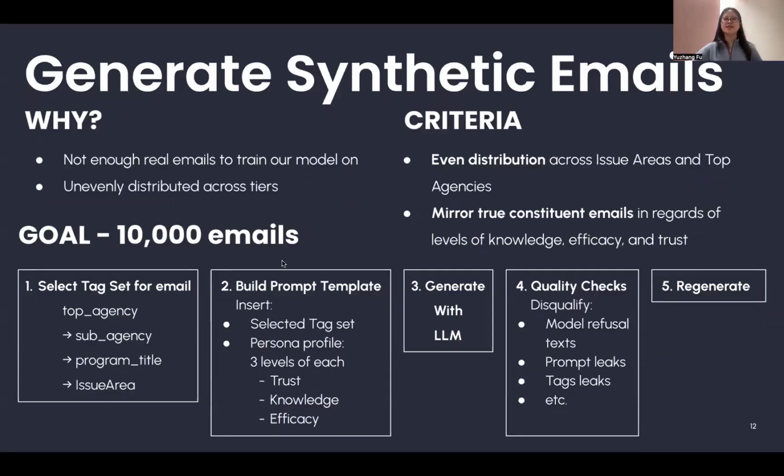All right, so let's first go into more details about the data generation part of our pipeline. As Anabel mentioned earlier, for privacy issues and also for the fact that we don't have enough real emails to train our model on, we started by generating a bit more than 10,000 emails to work with Titan Text Express. This allowed us to create a data set of semi-realistic emails that is evenly distributed across issue areas and top agencies. So the data generation pipeline consists of five basic steps.